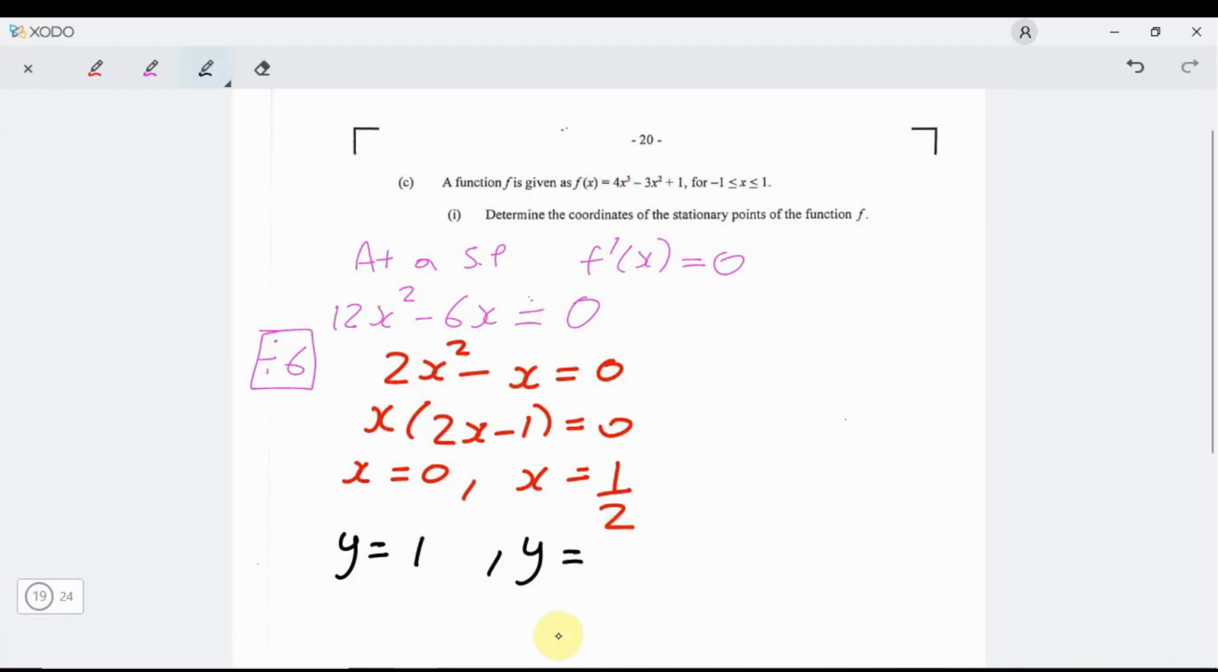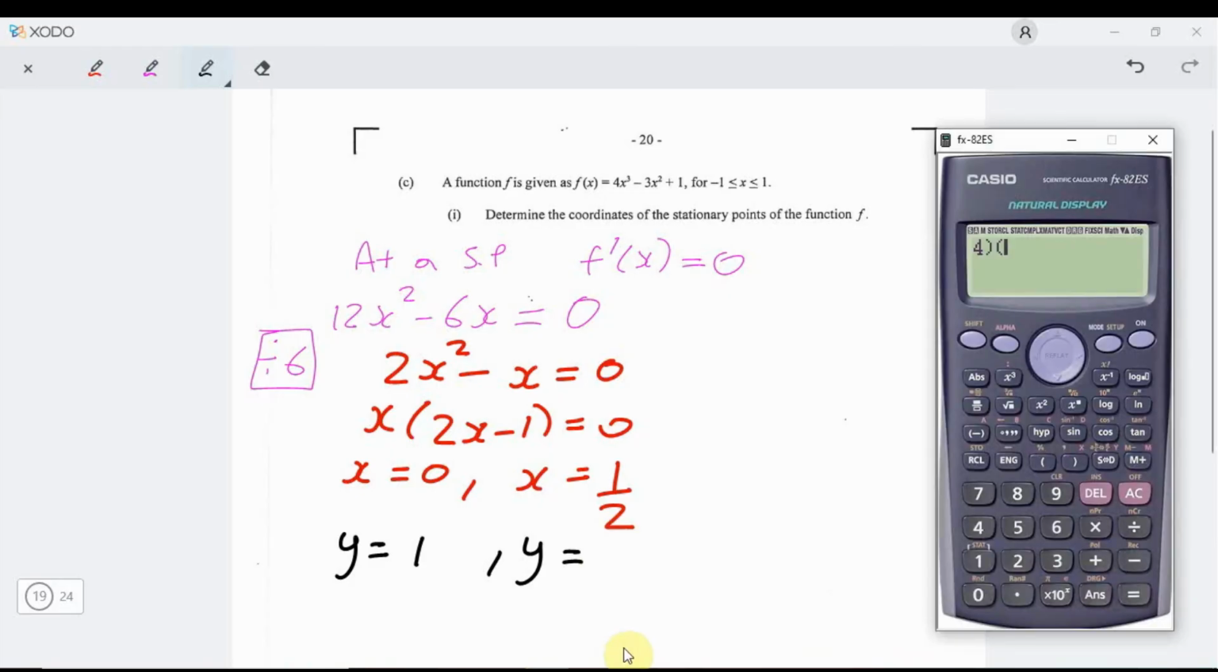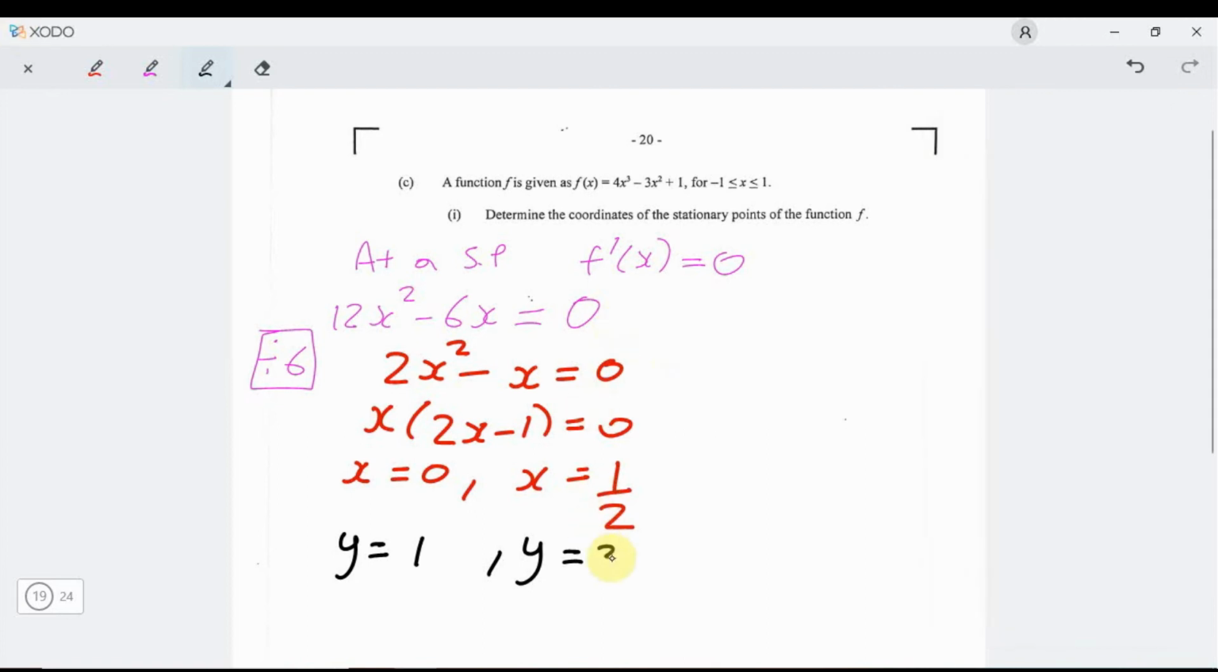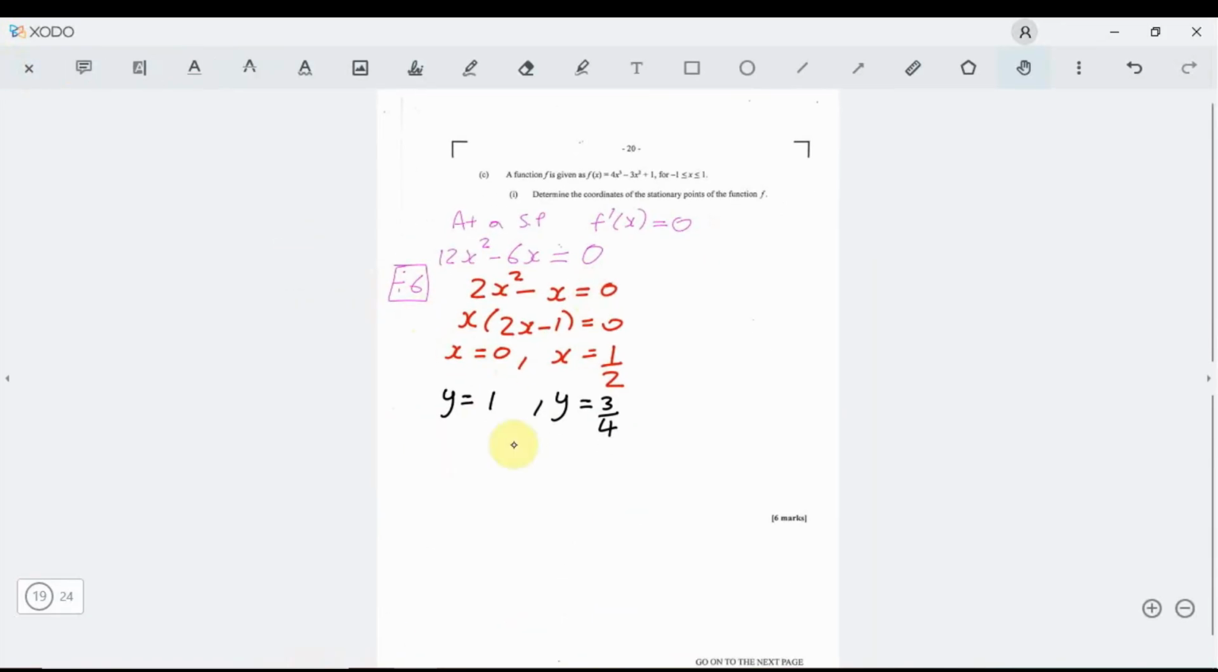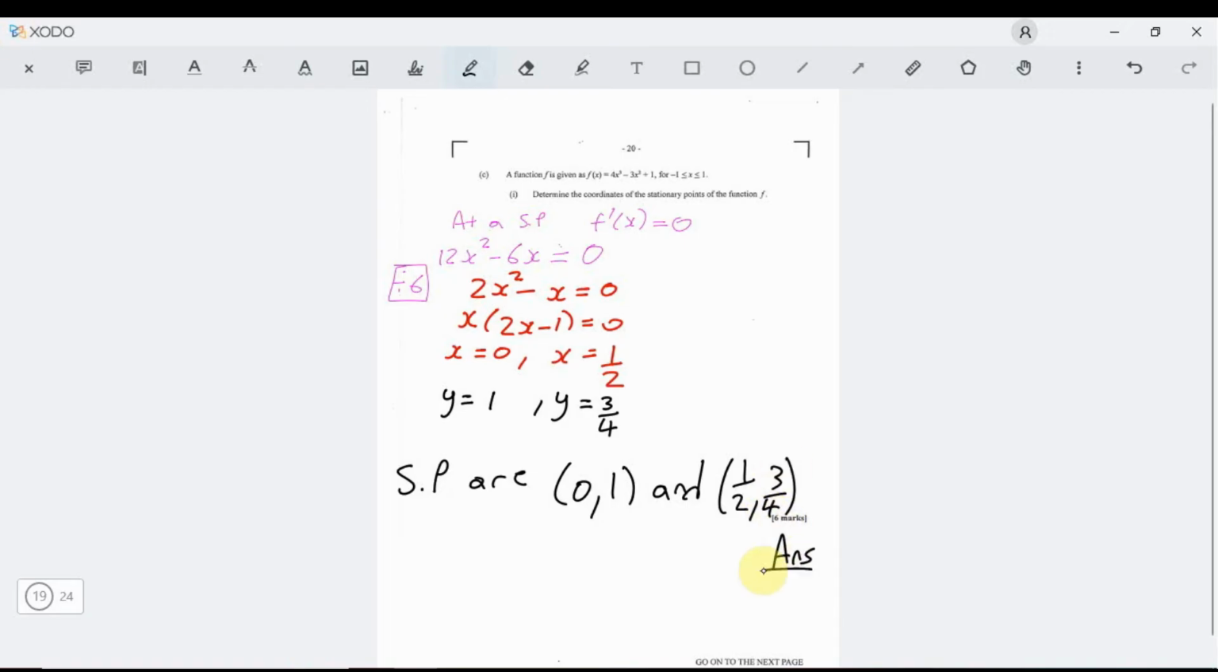And then when you put in the half, that is the troublesome part, putting in half. 4 times a half cubed minus 3 times a half squared plus 1. Punch that in the calculator, you get 3/4. Now that you get 3/4, let's write down the stationary points. So the stationary points are 0, 1, and a half, 3/4. That's it. 6 marks, nice.